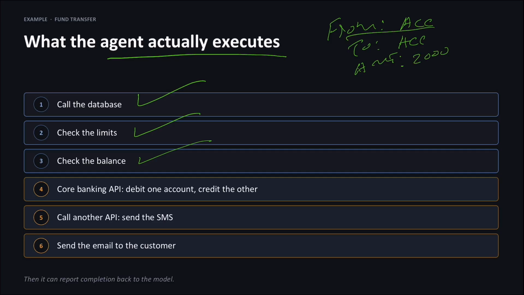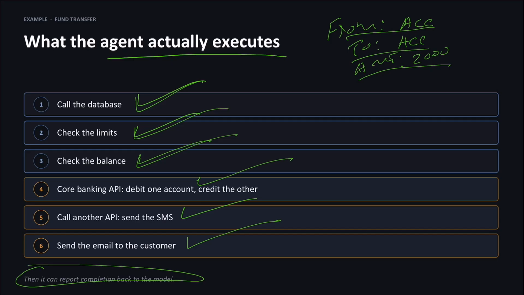So for this transaction, the flow goes like this: it will call the database, it will check the limit, it will check whether it has enough balance, then it will call the core banking, debit one account and credit another, then it will call an API to send an SMS, then it will send an email to the customer by calling an SMTP connector. In the end, it can actually report the completion to the model.